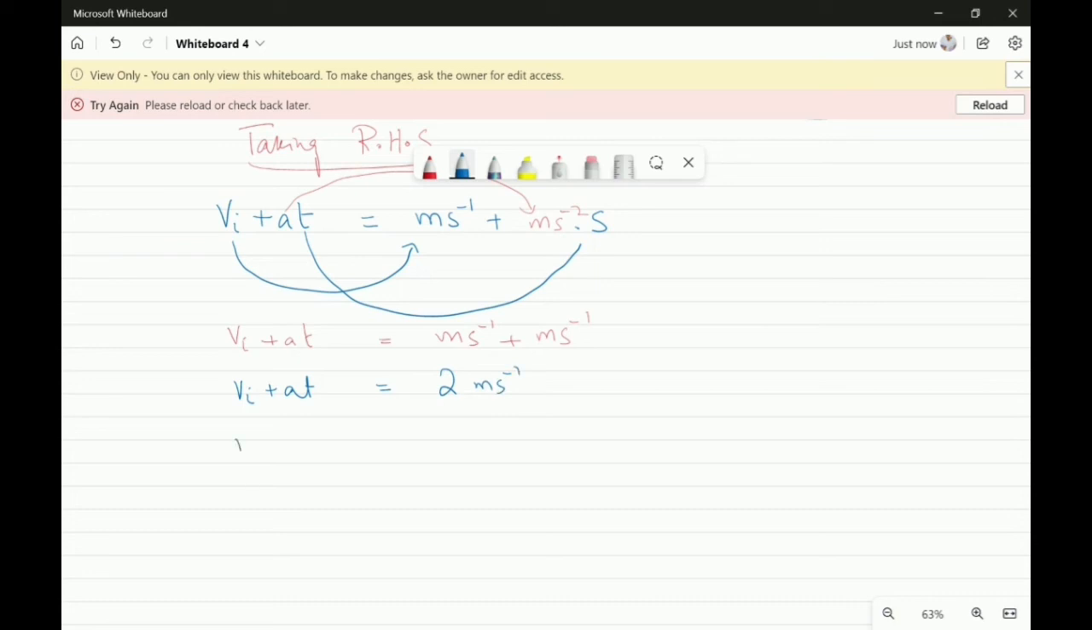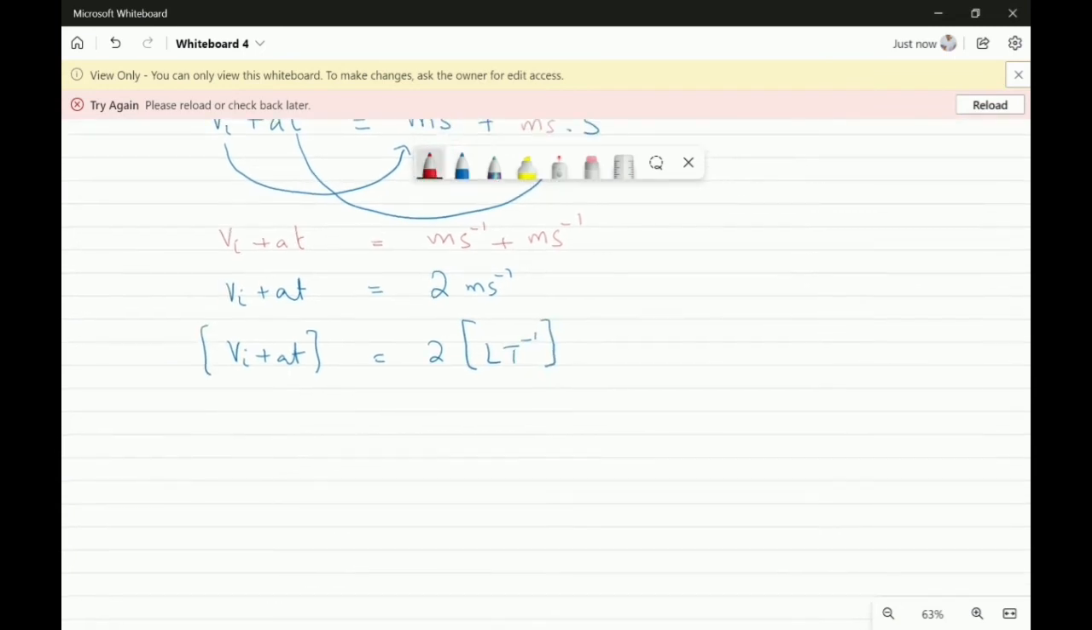So now the time to write dimensions. The dimensions on the right hand side of the equation are 2 LT minus 1. Now look, the interesting thing. I will say it is equals to left hand side, hence proved that our given equation is correct.